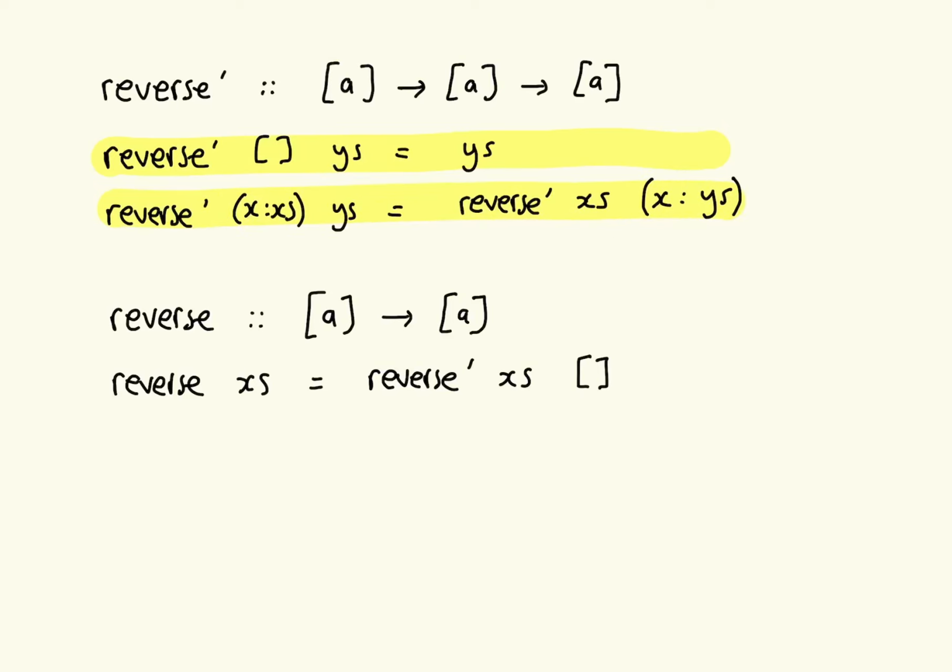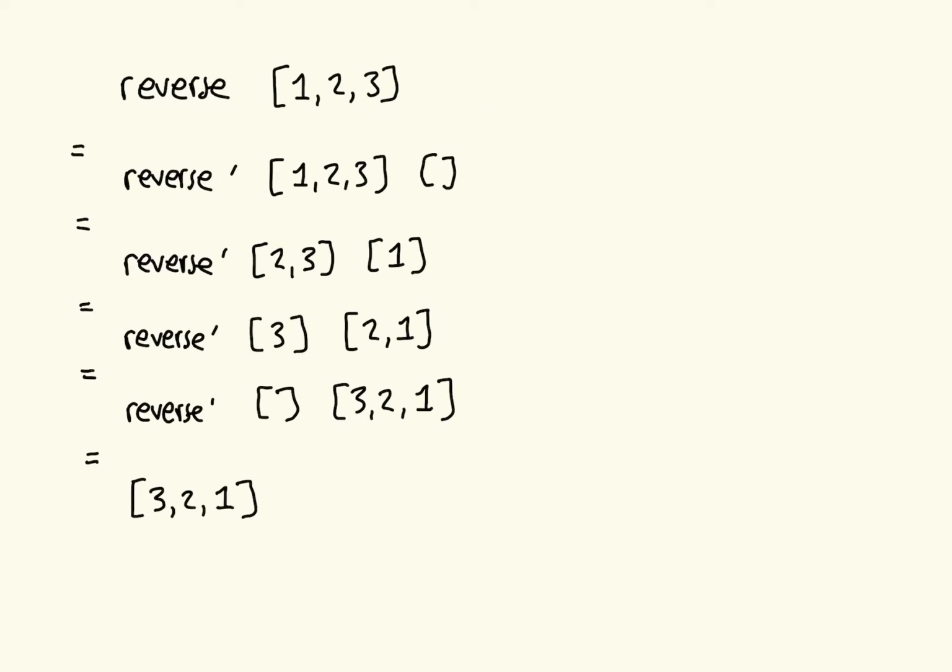We didn't know what the definition of this function should be. We arrived at it by postulating the existence of a function called reverse prime, which did a bit of reversing and a bit of appending. We calculated a definition for that function, and then we saw how you could recover the behavior of the original reverse function from it.